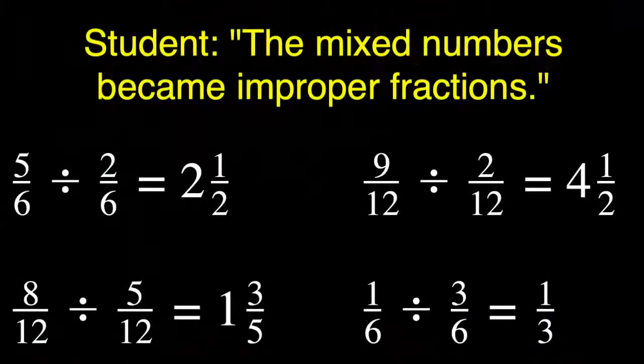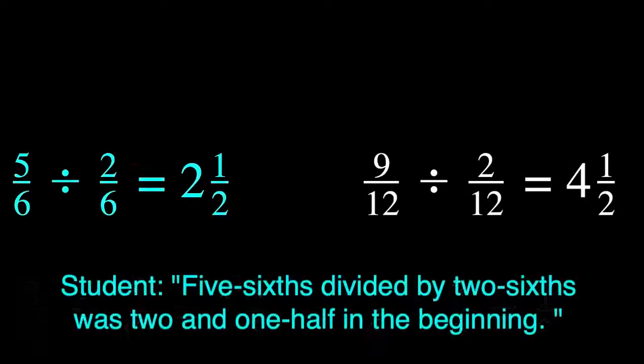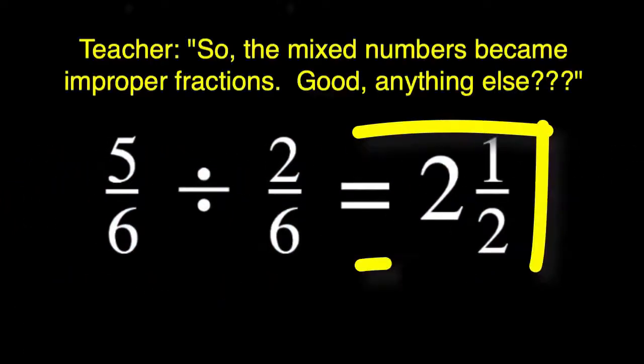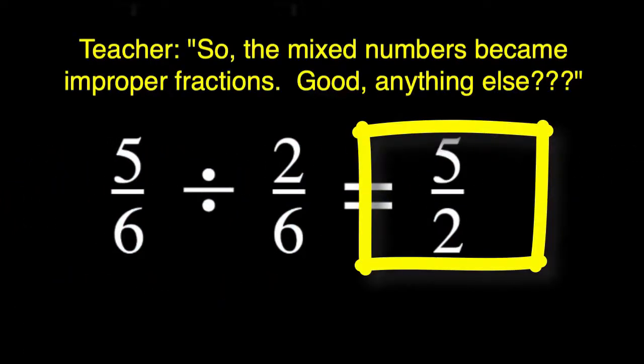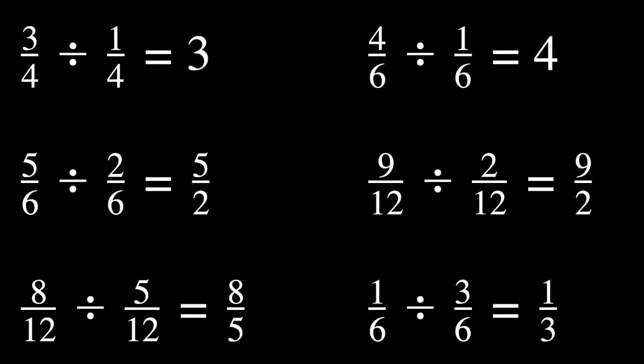The mixed numbers became like 5 divided by 2, it was 2 1/2 in the beginning. Okay, so the mixed numbers became improper fractions. Good. Anything else? Yeah, I saw that... I mean, I don't know. I just saw that the numerator is the same as the top one of the first number. Oh, okay. For the second one, they changed the numbers to common denominators.